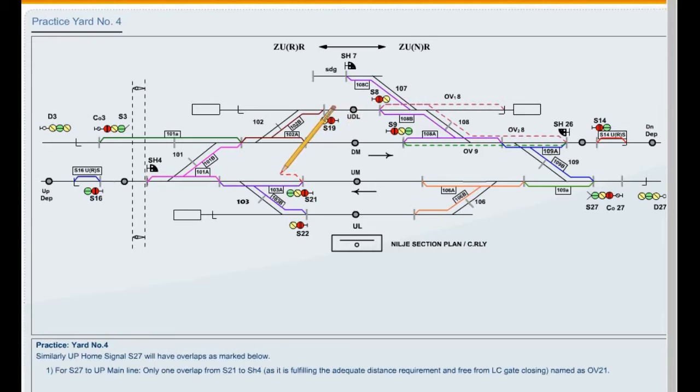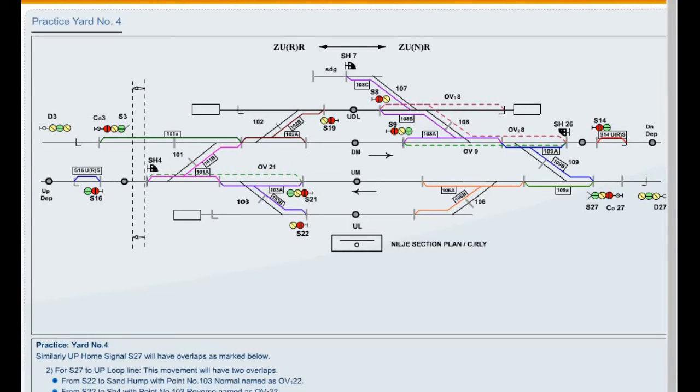For S27 to up main line, only one overlap from S21 to SH4, as it is fulfilling the adequate distance requirement and free from LC gate closing, named as OV21. For S27 to up loop line, this movement will have two overlaps. From S22 to sand hump with point number 103 normal, named as OV122. From S22 to SH4 with point number 103 reverse, named as OV222.